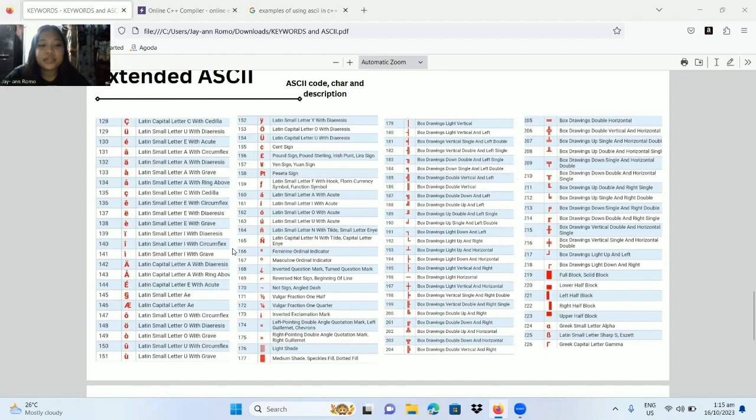ASCII was created to standardize the way of representing characters. ASCII was the first major character encoding standard for data processing. Most modern computer systems use Unicode, also known as the Unicode Worldwide Character Standard. It's a character encoding standard that includes ASCII encodings.